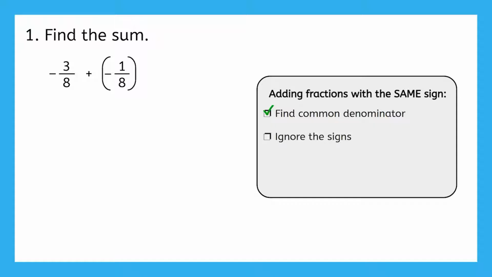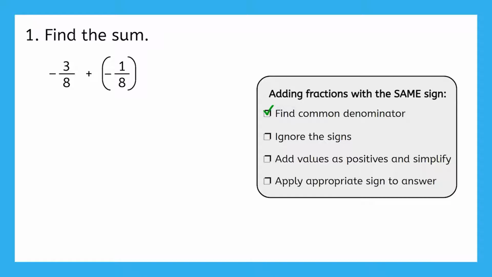Yeah, we ignore the signs, add the values as if they're positive, and since we're working with fractions, we can also check whether our answer can be simplified. And finally, apply the appropriate sign to the answer. Pause the video here to finish finding the sum. First, ignore the signs. So we're finding 3/8 plus 1/8. Just add the numerators 3 plus 1, which is 4, so the sum is 4/8.